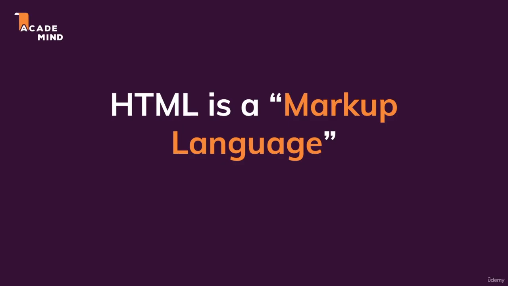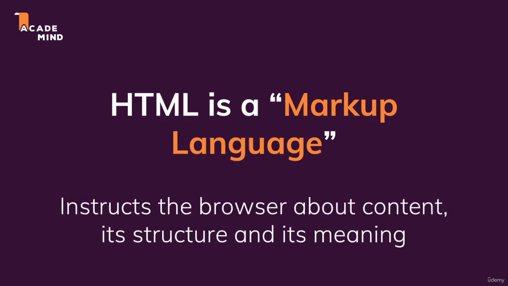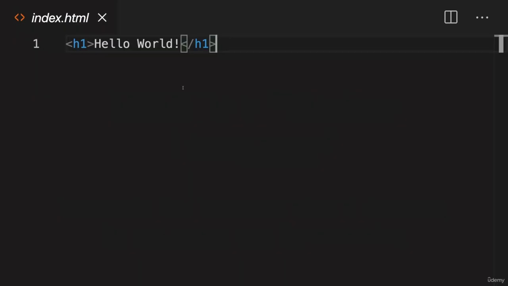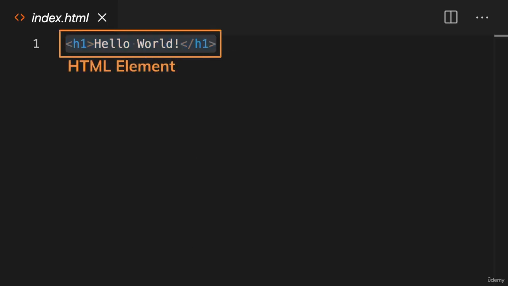HTML is a language for adding extra meaning to our content, hence describing our content. HTML instructs the browser about our content, its structure, and its meaning. And we do provide extra meaning and structure to our content with those angle bracket things here. We write HTML code always like this. And this overall thing here, this entire code snippet here, is called a so-called HTML element.